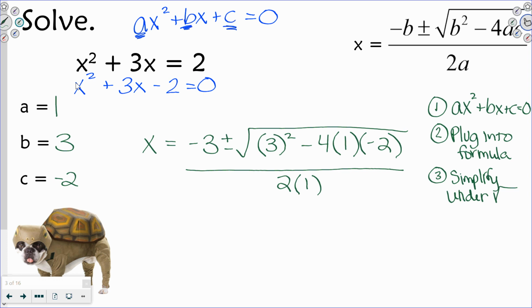Now, when I say simplify under the radical, you're going to grab your calculator. You're going to type in what's under the radical. Do not type in the radical. Did you hear me? Do not type in the radical in the calculator. Because if it's not pretty, what's your calculator going to do with it? It's going to give you, say, the square root of 3 as a decimal. Do I want decimals? No, I do not want decimals. I want exact answers. So go ahead and grab your calculator. We're going to type in just 3 squared minus 4 times 1 times negative 2, exactly what's underneath the radical. Do not type in the radical. And tell me what you get.